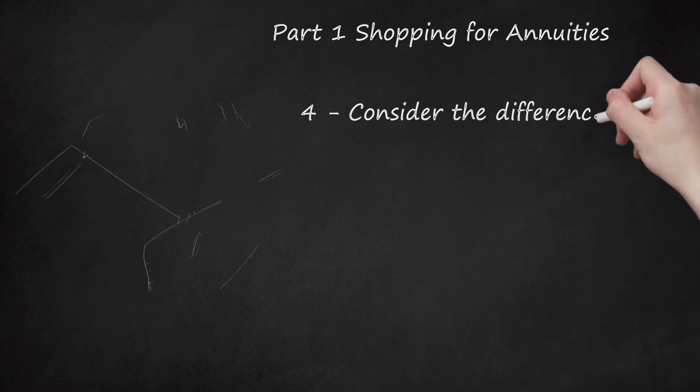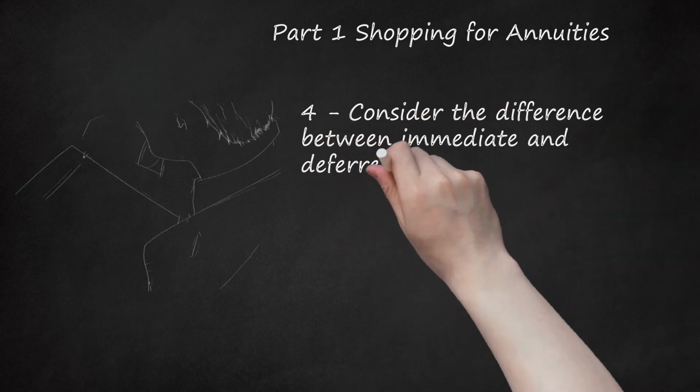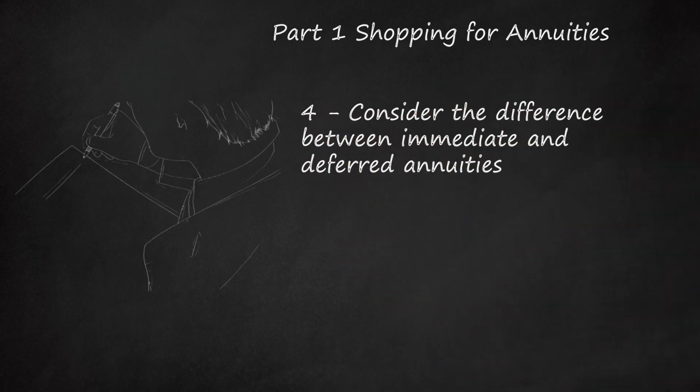4. Consider the difference between immediate and deferred annuities. If you think a non-qualified annuity is right for you, you will next need to determine whether you want an immediate or deferred non-qualified annuity. With an immediate annuity, you invest a lump sum and the insurance company starts making payments to you right away. You can decide whether you want a fixed amount every month or a variable amount based on the success of your investments. Immediate annuities are good options for people reaching retirement age who want an income stream quickly.